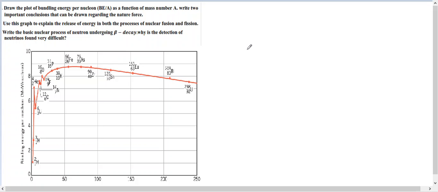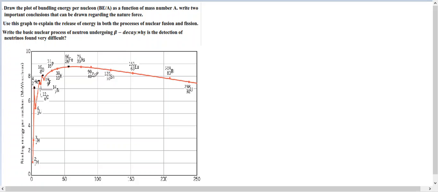All right, so I've already drawn the graph here. So we can see here that the graph is gradually increasing, that is the binding energy per nucleon is getting increased, and then it is having certain peaks here for certain atoms, that is helium and then oxygen, and then we can see that till iron the graph is getting increased, and thereafter the binding energy per nucleon has started to decrease. So we are supposed to give two important conclusions via this graph.